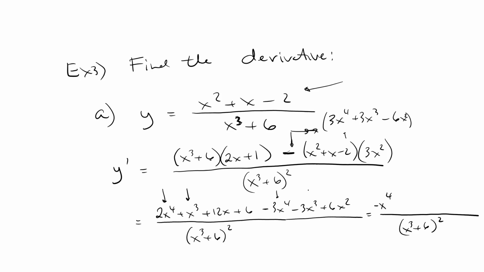X cubed, which makes a minus 2x cubed. There's only an x squared, so that's a 6x squared, perfecto, plus 12x plus 6. Okay, there it is. There's your answer. It's a little long, but that is the answer with the quotients.